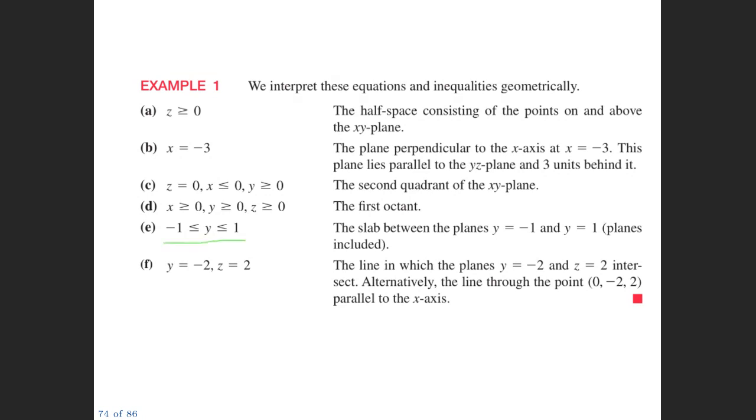Look at E next. If we say that y must be between minus 1 and 1, we have some sort of infinite slab between two planes. And the bottom one, if we say that y must be minus 2 and z must be 2, that's a line where two planes intersect.